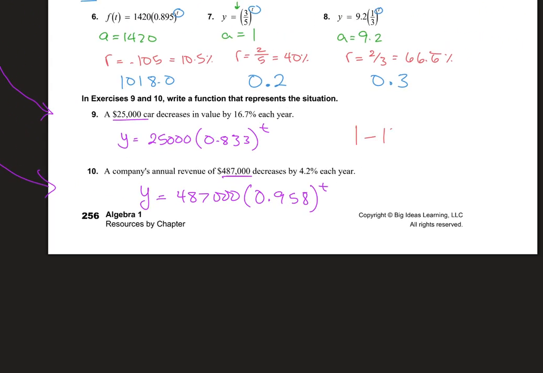1 minus 16.7% is really 1 minus 0.167, and that's how we get that there. And then same thing here, 1 minus 4.2% is really 1 minus 0.042. And so you can see, if we were to add 0.042, this would all round back up to 1. And if we were to add back in 0.167 right here, we would get back to 1.